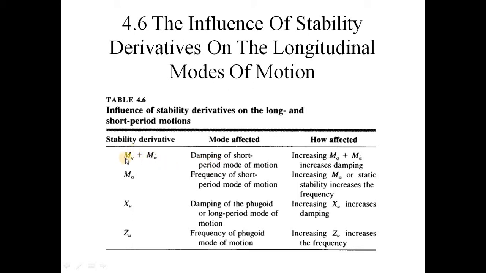So ni kalau this is more banyak kaitan pada possibly the size of the tail or your location of center of gravity. Sama ada lebih dekat dengan neutral point atau lebih jauh dari neutral point. So increasing M_q and M_alpha dot increases damping. And this is how these two are affecting the short period.